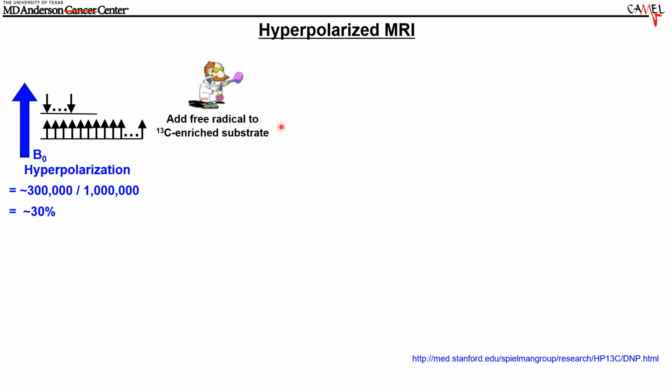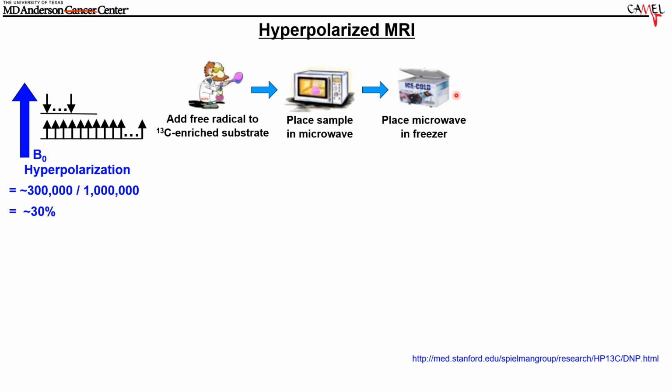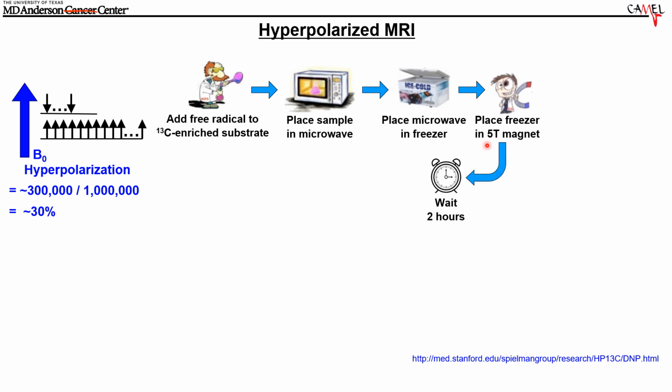So we add these together, place in a microwave, place a microwave in a freezer. We actually cool it down to nearly absolute zero at 4 kelvins. And we place that freezer in a 5 Tesla magnet because we need a magnetic field in which to orient the proton magnetization. And we wait a couple hours.